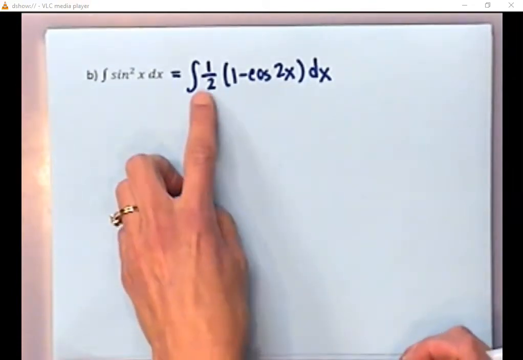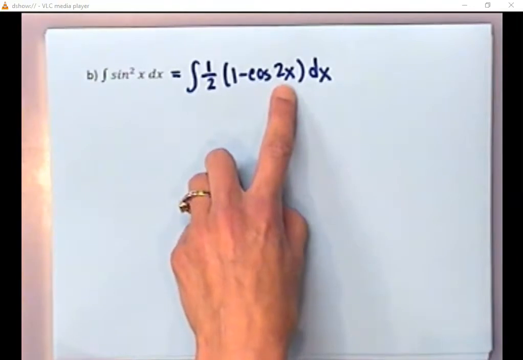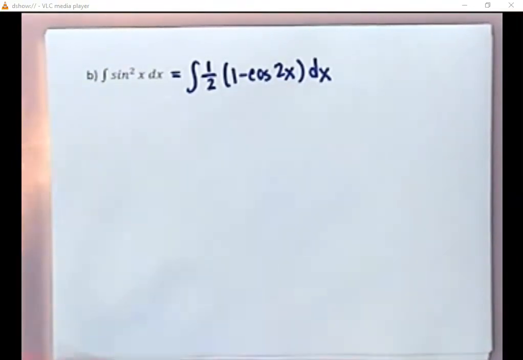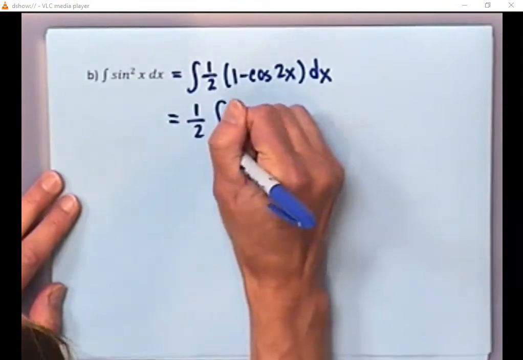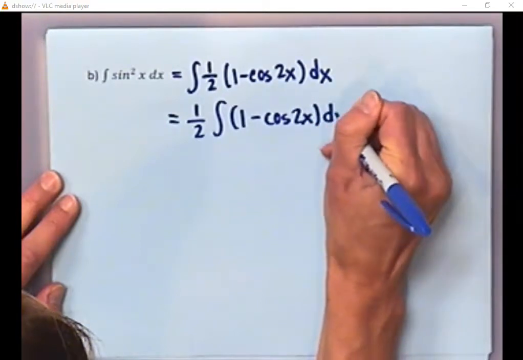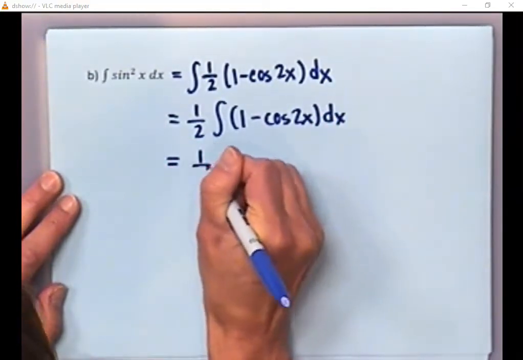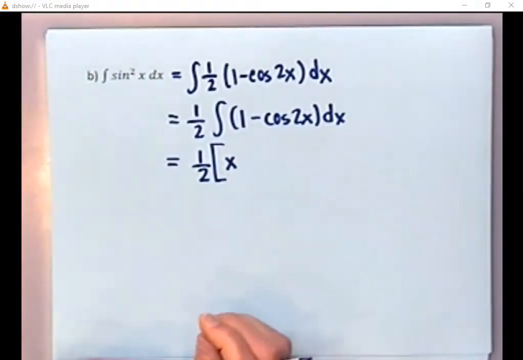Can you integrate? Well, we can pull the 1/2 out. Could we integrate 1? Can we integrate cosine of 2x? Yes. So we should be able to do this. So let's go ahead and do that. So you could pull out the 1/2 if you want, and then just integrate the 1, and then the minus the cosine of 2x. What is the 1 going to give us when we integrate? X, right?